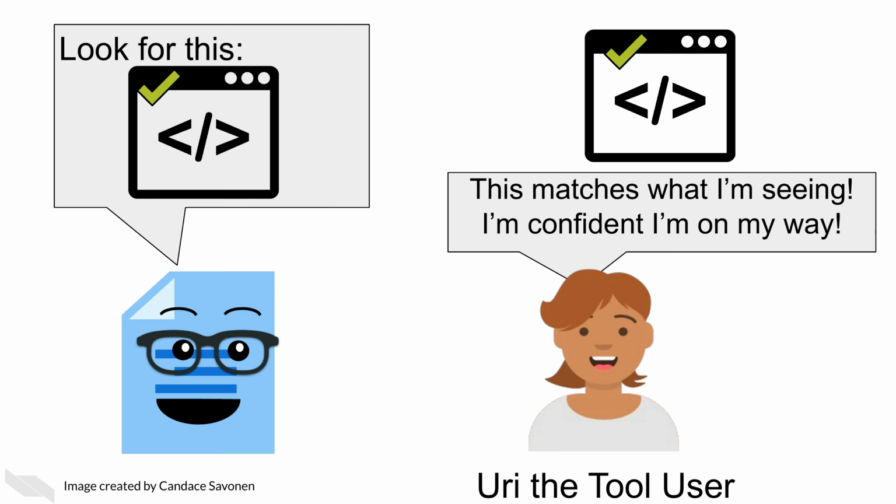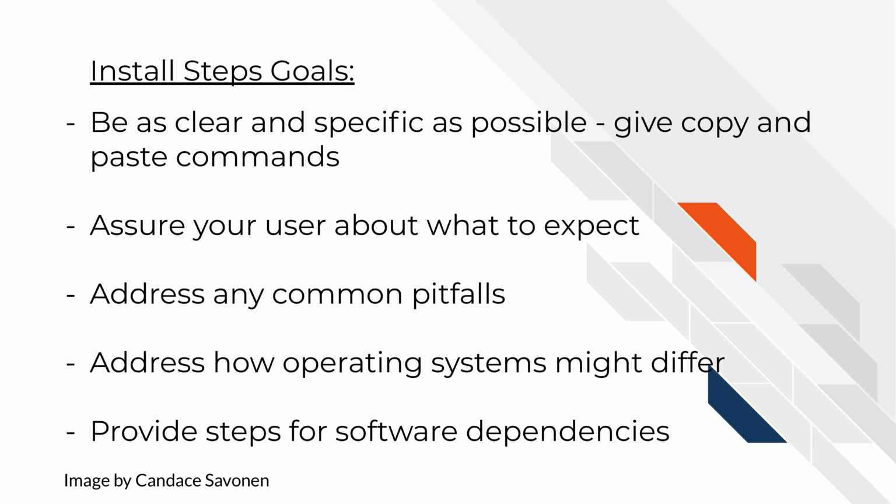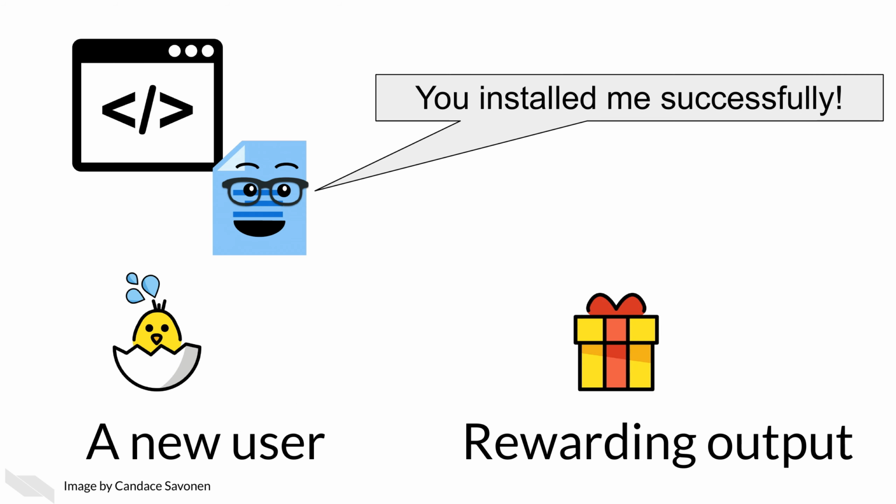The documentation tells Uri, the tool user, to look for a screenshot. Uri has that same screenshot and says, "This matches what I'm seeing. I'm confident I'm on my way." Install steps goals include: be as clear and specific as possible, copy and paste commands. Assure your user about what to expect. Address any common pitfalls. Address how operating systems might differ. Provide steps for software dependencies. The software tool says, "You installed me successfully." The new user, represented by a baby chick, is rewarded with some rewarding output, represented as a gift.